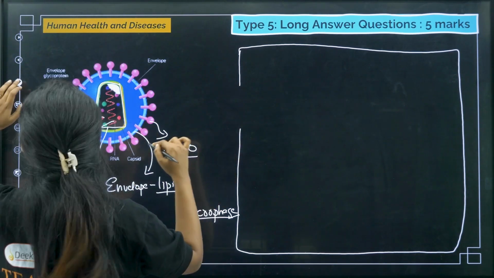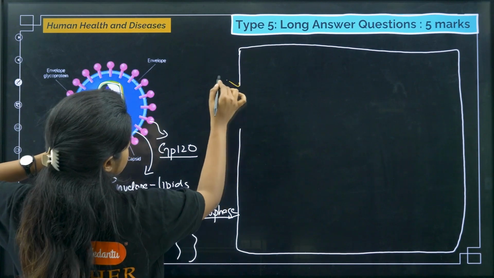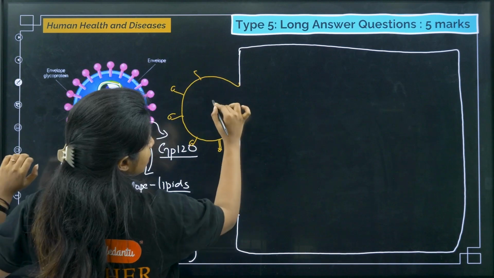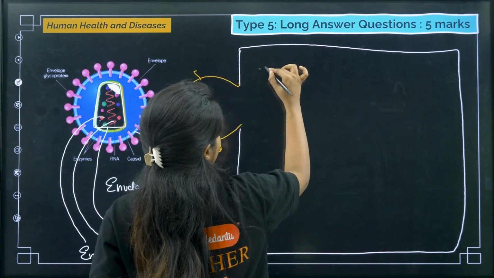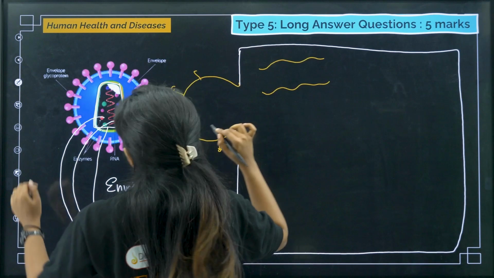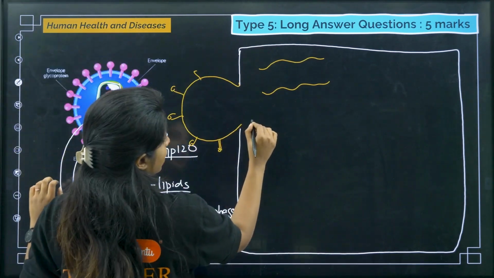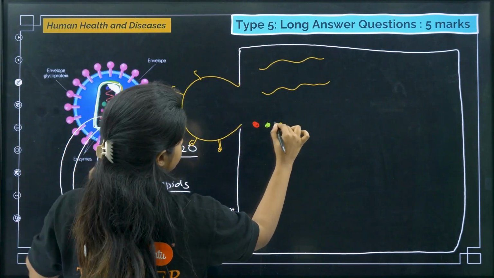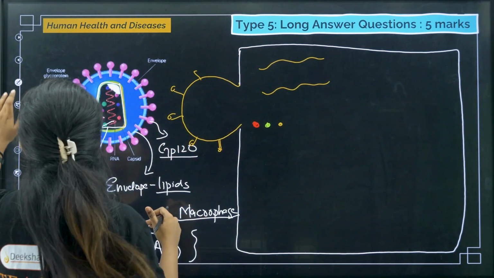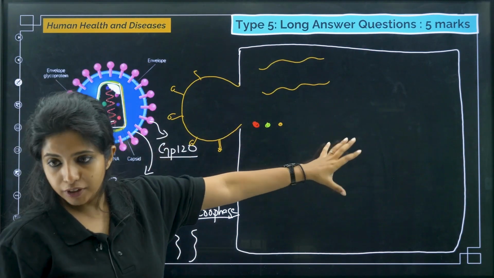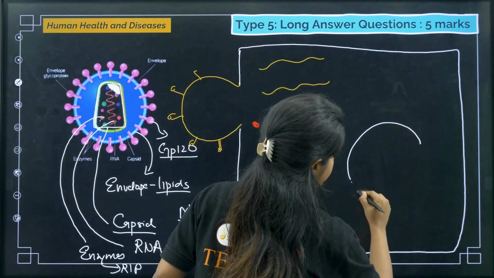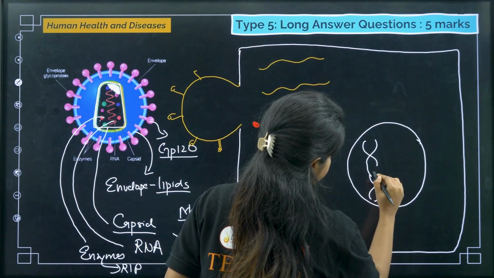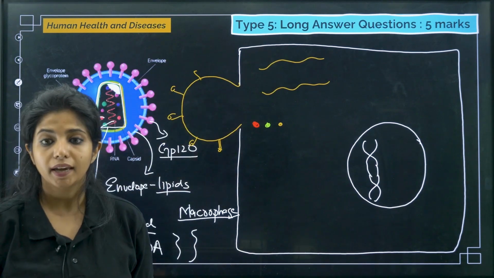So over here, what happens is that basically the HIV virus sends out everything inside. So what do you have inside now? You have the RNA and you have the enzymes over here. And this is a macrophage, this is a normal cell. So it will be having its own nucleus and its own DNA as well, right?